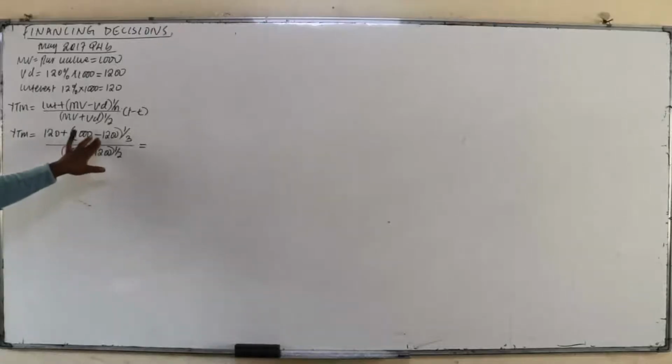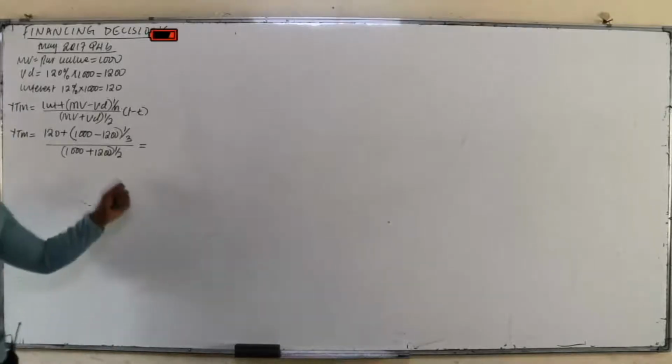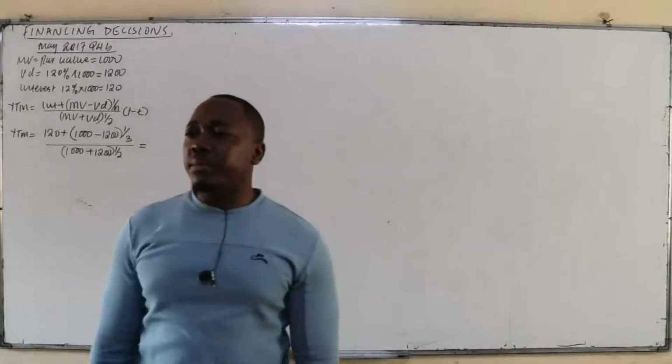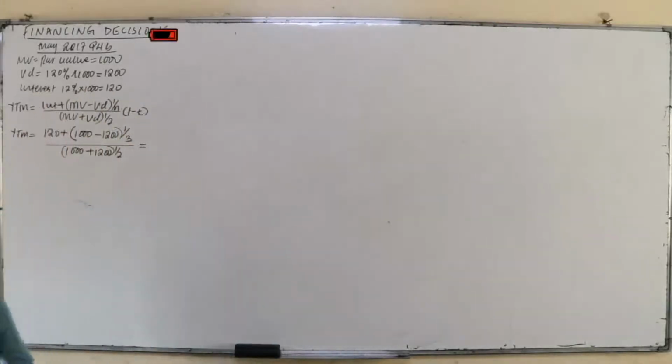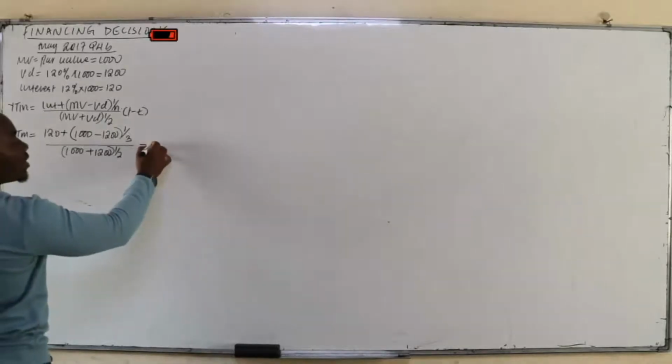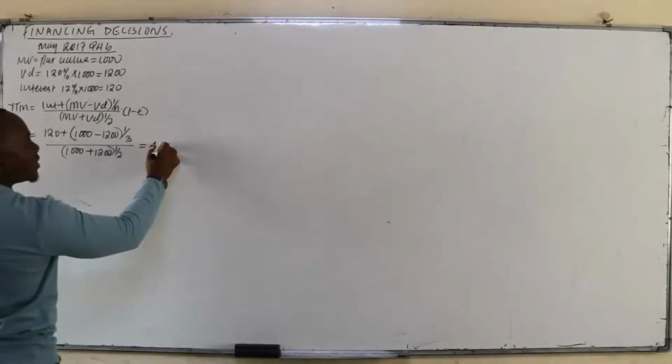Now do this. 200 divided by 3. 120 minus the answer, equals, divided by 1,100, times 100%. What do you get? 4.8. 4.8%. As simple as that.